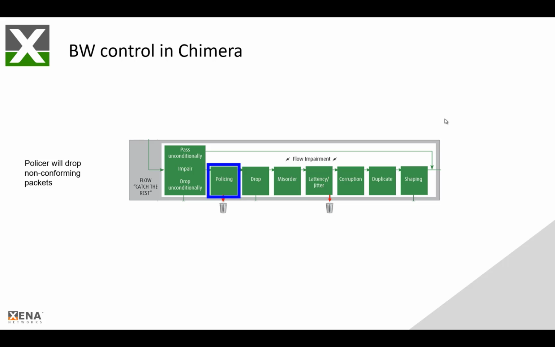The shaper is located at the output of the Chimera impairment pipeline. Here, it will hold back packets until they're considered conforming by the leaky bucket algorithm. To hold these packets, we allocate a shaper buffer inside the impairment pipeline. Non-conforming packets are stored here. If the shaper buffer overflows, packets will be dropped. Due to this buffer, packet latency and jitter is affected by the shaper, unlike the policer discussed previously.